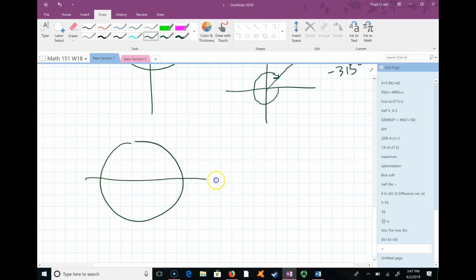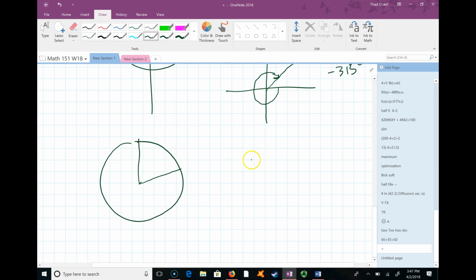We can talk about some other things like arc length. So if I have a central angle, that central angle intercepts a certain arc. And we're talking about this arc right here, from here to there. So we could talk about the arc length. That would be the distance along that edge of the circle.